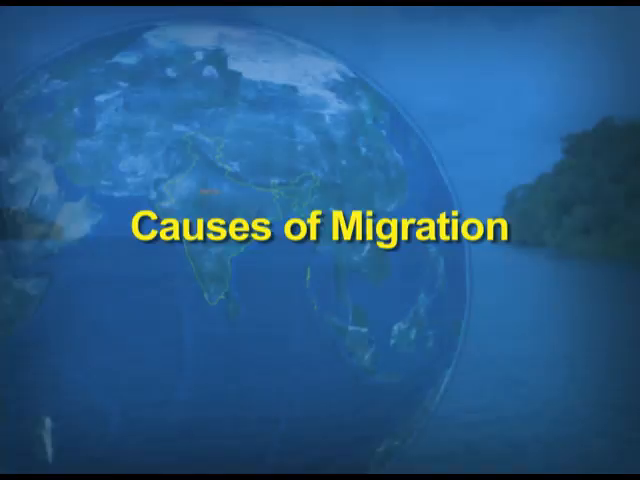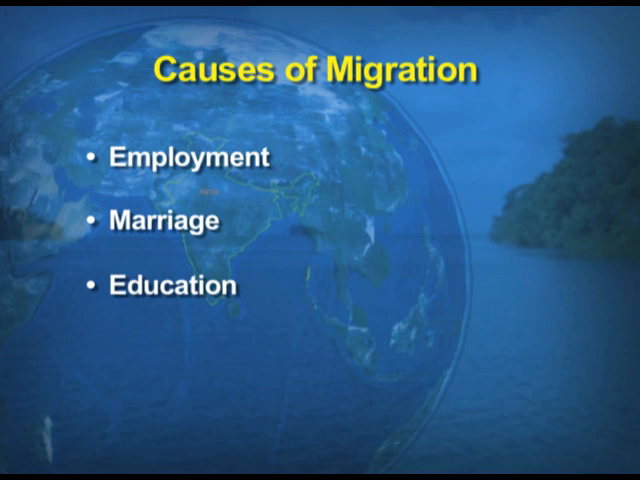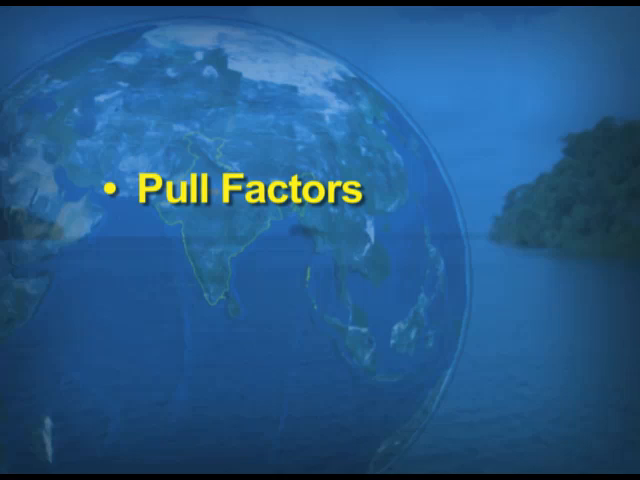Now, there are various causes for which people migrate from one place to another. The causes can be: number 1, employment; number 2, marriage; number 3, education; and number 4, if the people feel a lack of security at a certain place, they would like to migrate to a safer place. Now, the factors responsible for migration we divide into two parts: one is the pull factors and the second is the push factors.